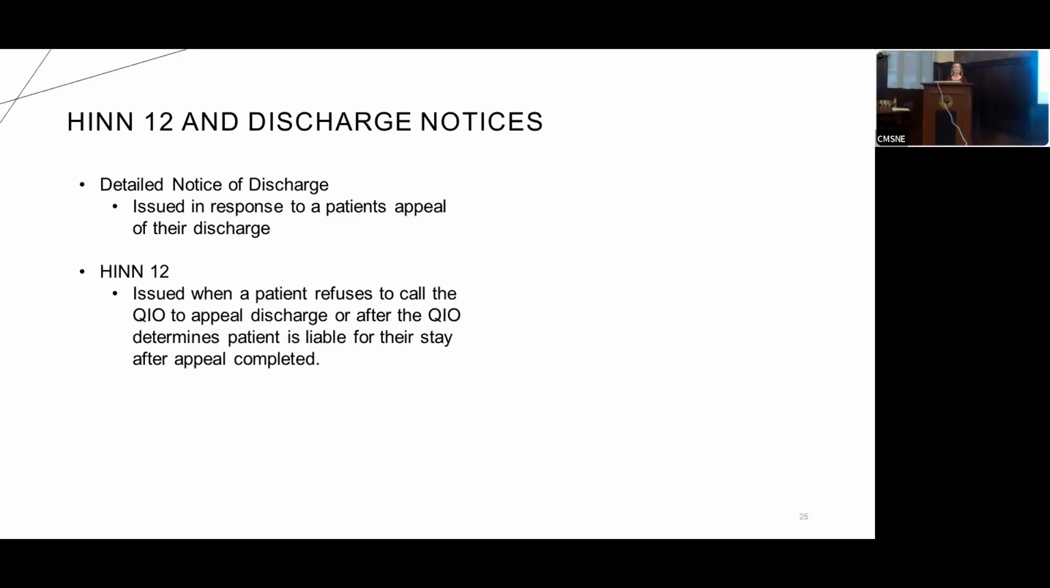I tell my staff, don't even get off the phone. Issue the detailed notice while you're there, while you're talking to them. Once they call KEPRO, we give them something called a detailed notice of discharge. And it's just a notice that lets them know why they're ready for discharge, or why we think they're ready for discharge, and why Medicare or their plan is not going to pay for them to stay in the hospital any longer.